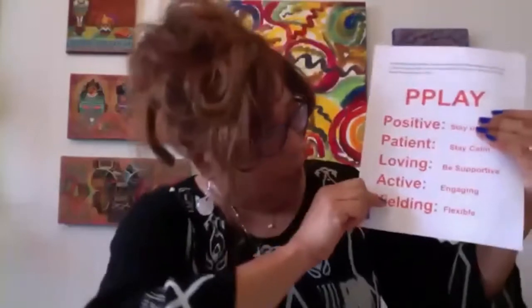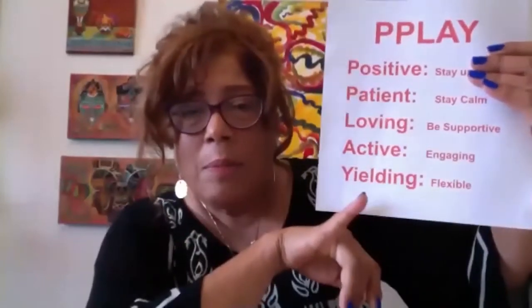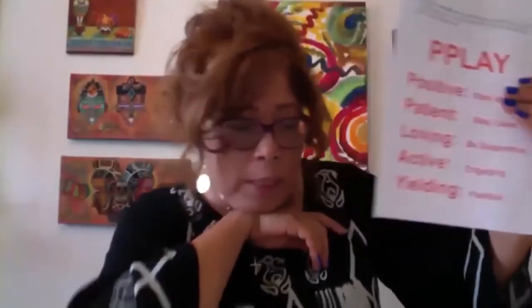Loving, be supportive as much as possible. Make sure you include every child. Don't leave a child out because they'll go, Miss Kenji, you didn't say my name. So you want to be supportive, active, engaging. We talked about how to stay engaging and yielding. I like yielding the most because it allows us to be flexible. And we can be flexible, and that is what I have to share today.